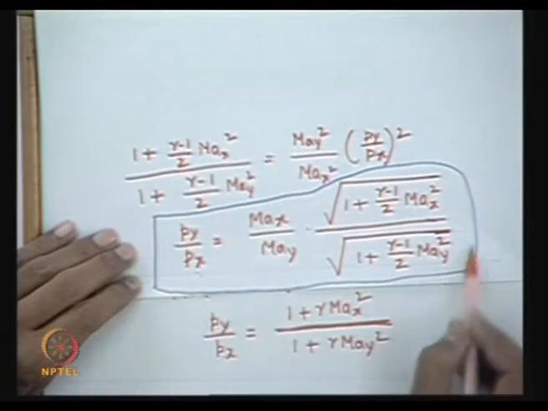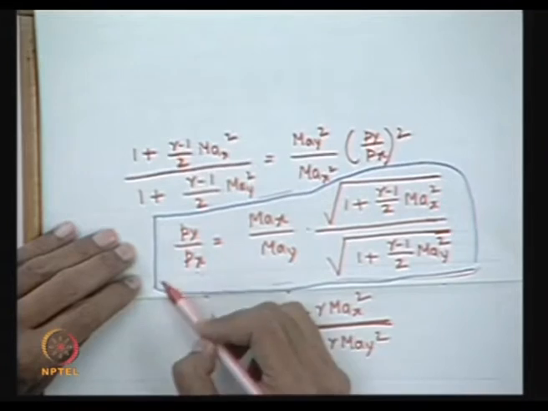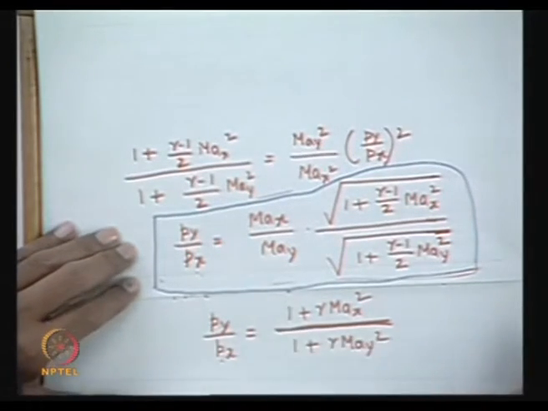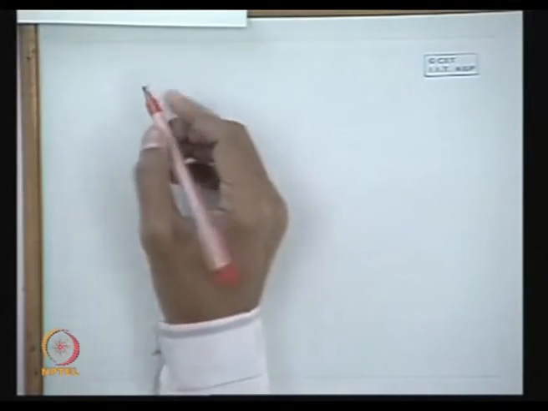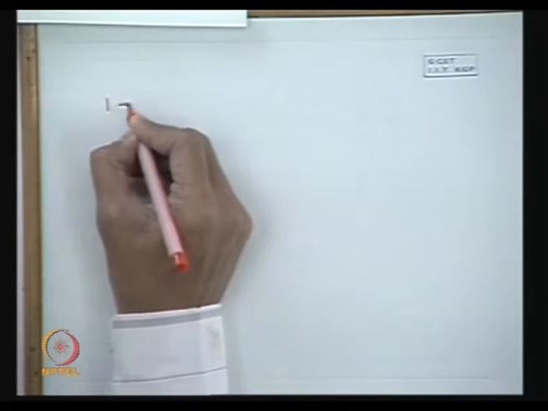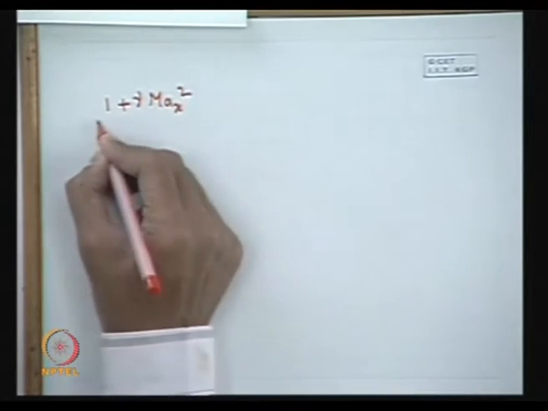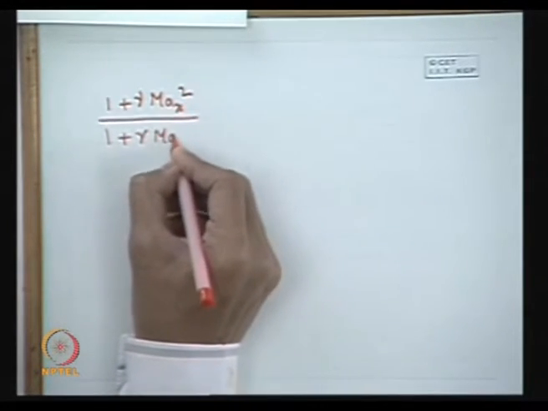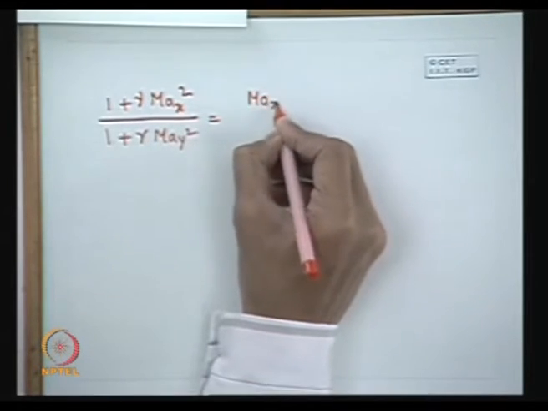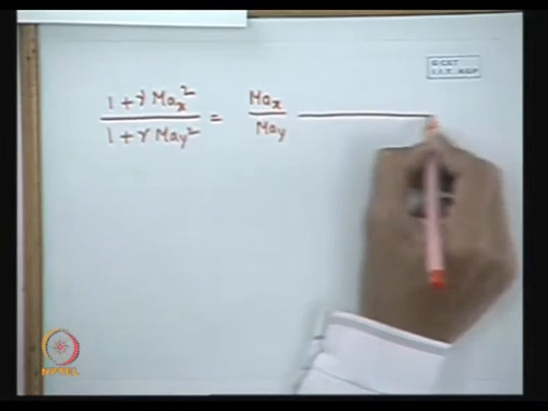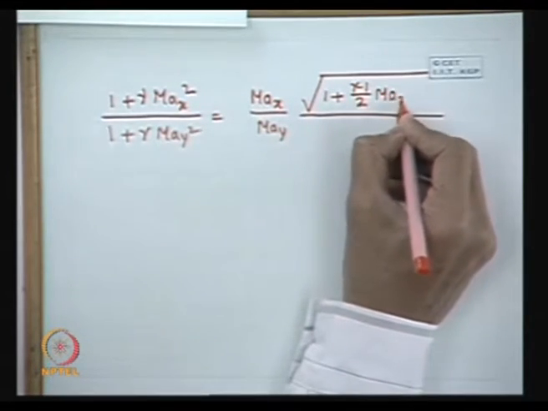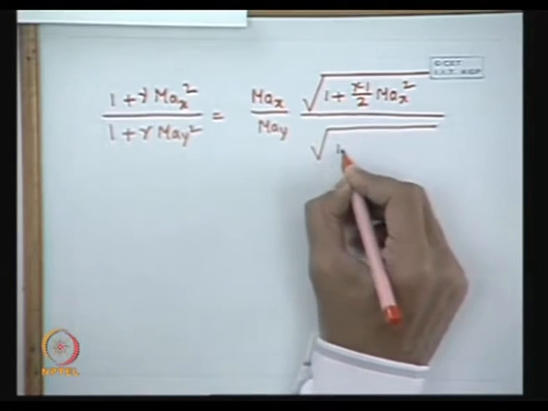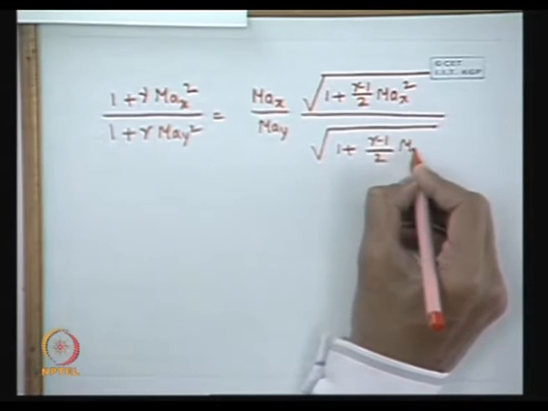Then we can make these two equal, that means the Py by Px developed earlier without considering the equality of the impulse function, and this Py by Px developed with the help of the equation of motion. This is the concept of why you make these two equal. Then if you make this equal, you can see from your notes that I can write 1 plus gamma MAx square divided by 1 plus gamma MAy square is equal to MAx, you check whether it's correct, I am writing correctly, root over 1 plus gamma minus 1 by 2 MAx square by root over 1 plus gamma minus 1 by 2 MAy square.